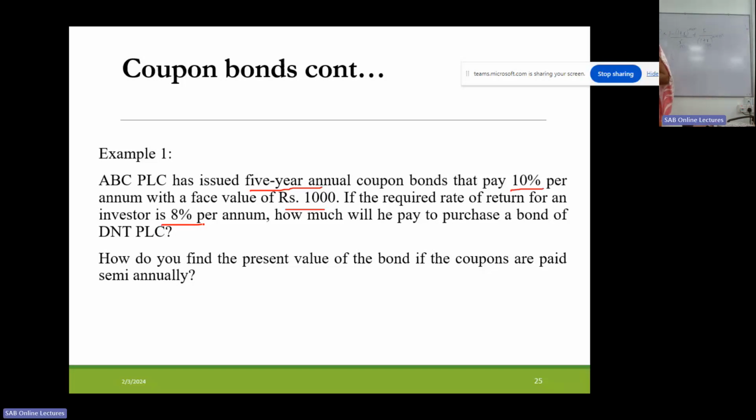Is it attractive? It is attractive because investors now have to invest in the market, whether in a fixed deposit or another alternative investment. This is the prevailing market rate, the going rate. But in this bond, the company is paying 10%.